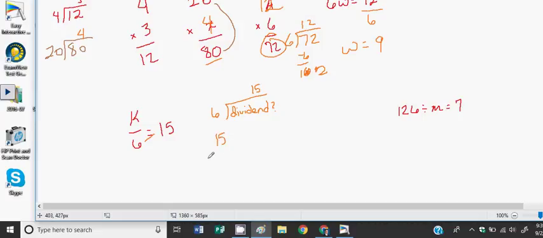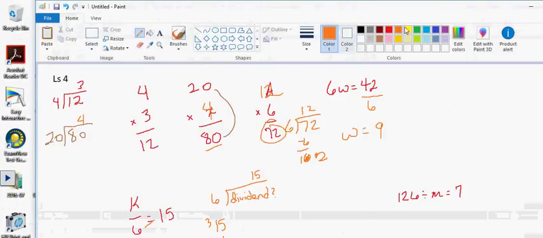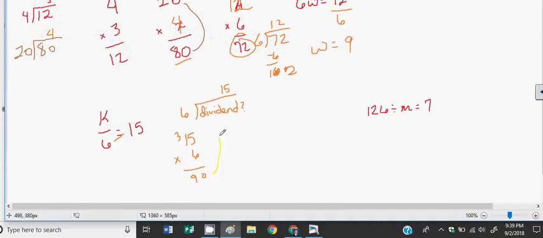15 times 6 is 90. How do I check? Plug it into where it belongs in the problem. 90 divided by 6 in my calculator gives me 15.